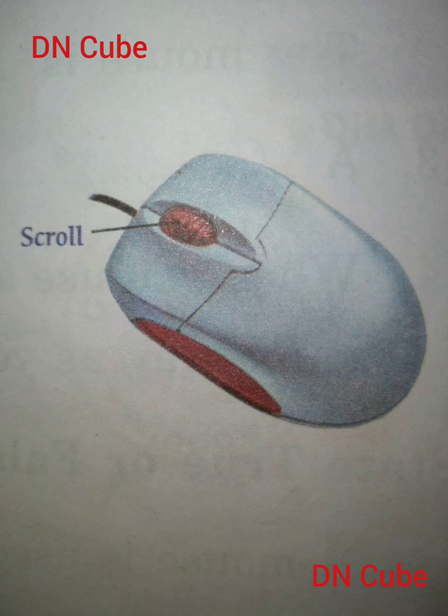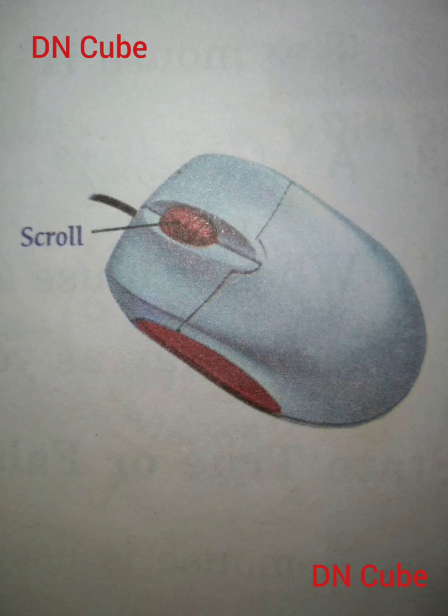Okay, suppose you have opened a window and you want to see from top to bottom. So this scroll wheel helps us to see the different parts of our active window. It is used to scroll the content of the active window.